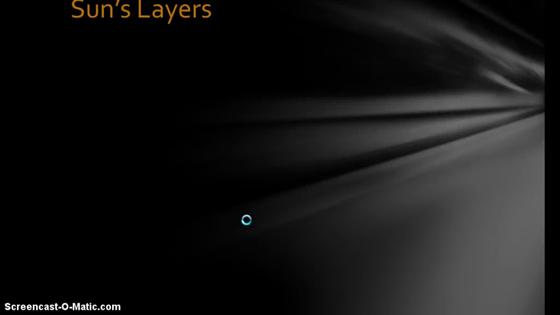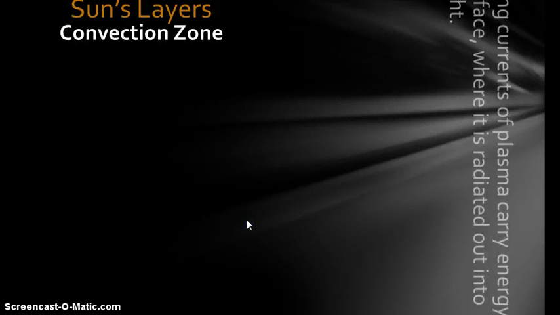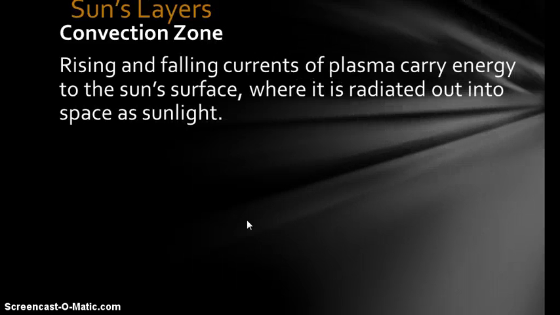Moving on from there, we're going to have other areas of the sun's layers. Outside of that radiative zone, we're going to have our convection zone. Convection, just like we talked about with heat transfer, is rising and falling currents. There's going to be currents, almost like a boiling pot of water, within this layer of the sun, where it's going to carry plasma up to the surface of the sun.